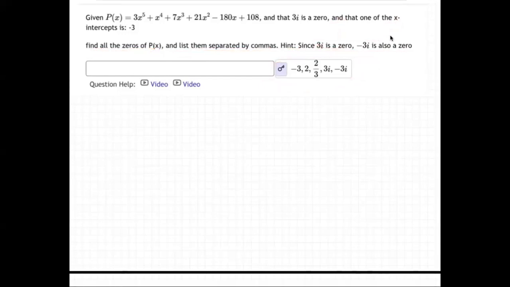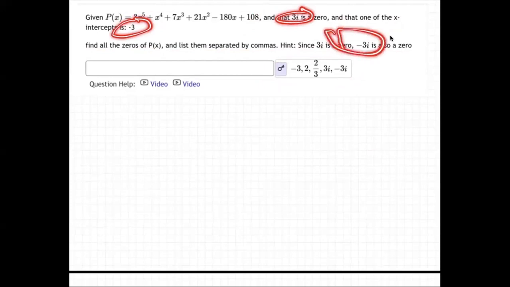Well, basically we have x to the fifth power. That means we got to start breaking it down. We got to divide by the -3, because they told us that's one of the x-intercepts. That'll bring it down to the fourth power. Then 3i, that'll bring it down to the third power. And then -3i, that'll bring it down to the second power. And once we get down to the second power, we can do the quadratic formula to find the last two. That's basically the game plan. Let me show you in the notes.